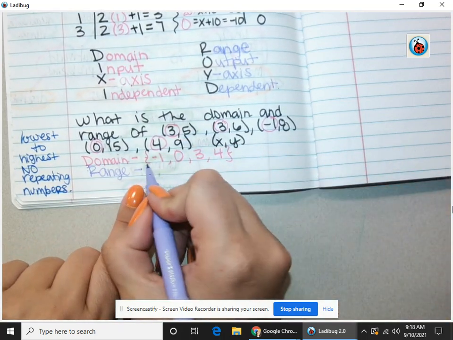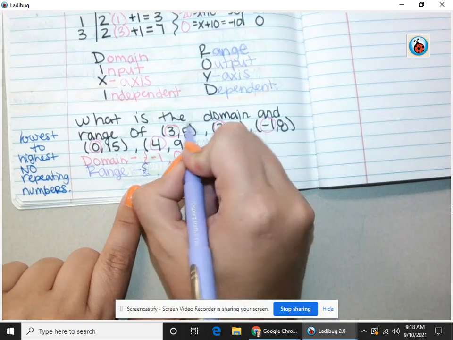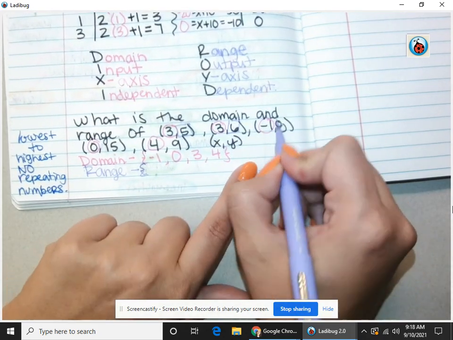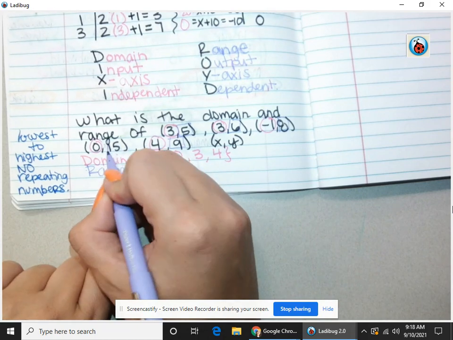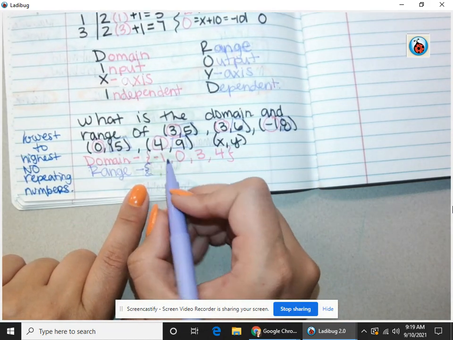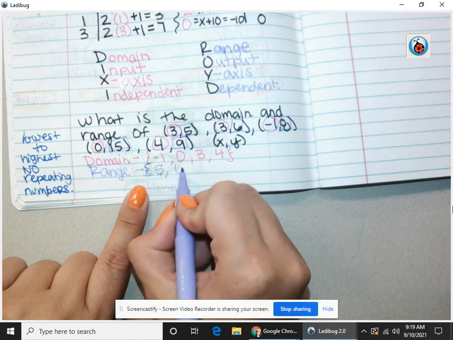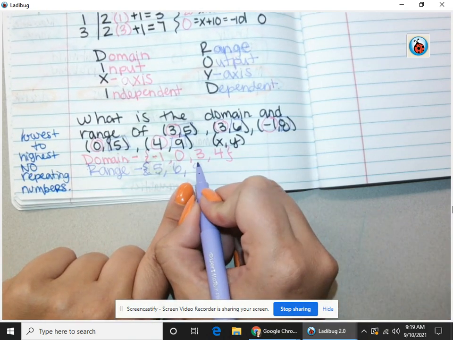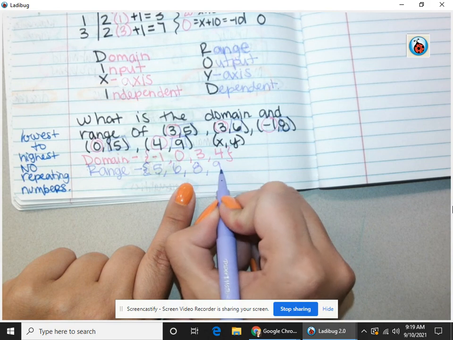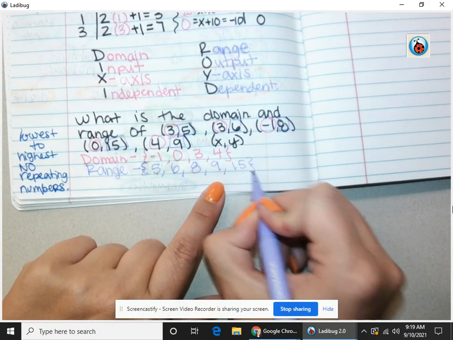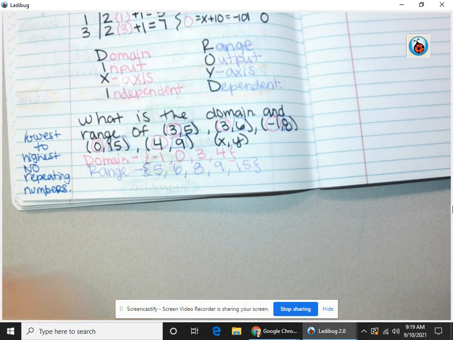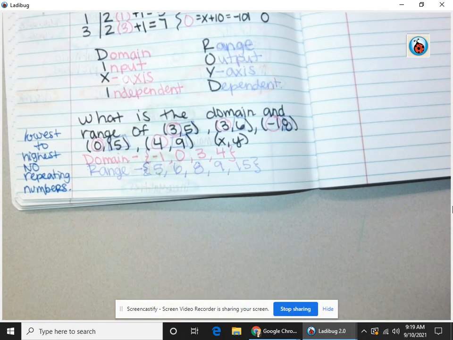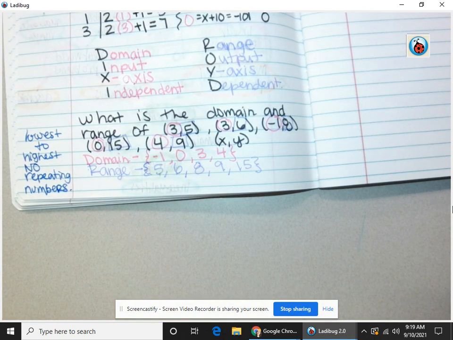So what would my range be? My y's, the ones that are left over in here. What's my smallest? 5. Then 8, then 9, and 15. So you could have, for example, only 4 values in my domain and 5 in my range, and that's perfectly fine. Are there any questions? That's it.